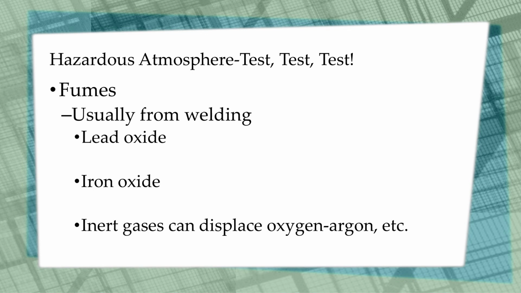This is why we use inert gases around the weld, because those lead oxide and iron oxide fumes not only produce very, very small fume droplets that can actually make it deep into our lungs, into our alveoli, and pass through that blood-lung barrier and get into our bloodstream and create problems with things like metal fume fever.